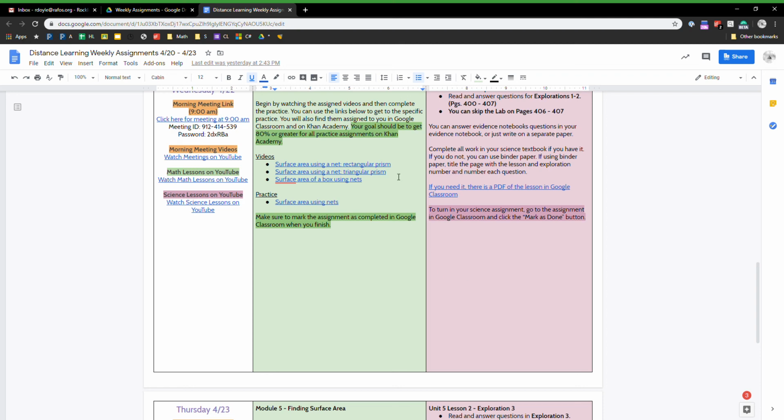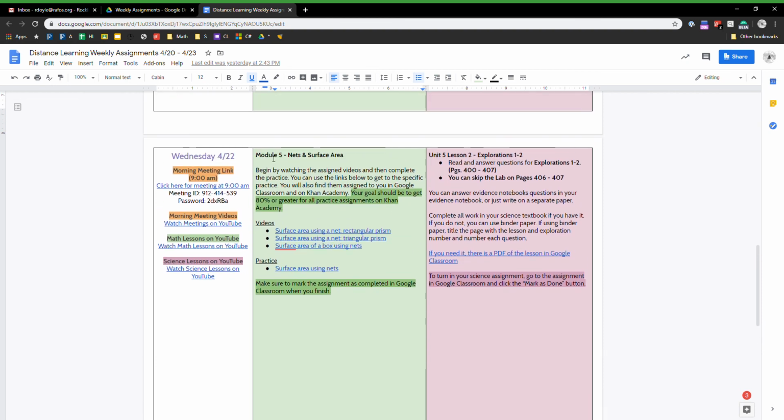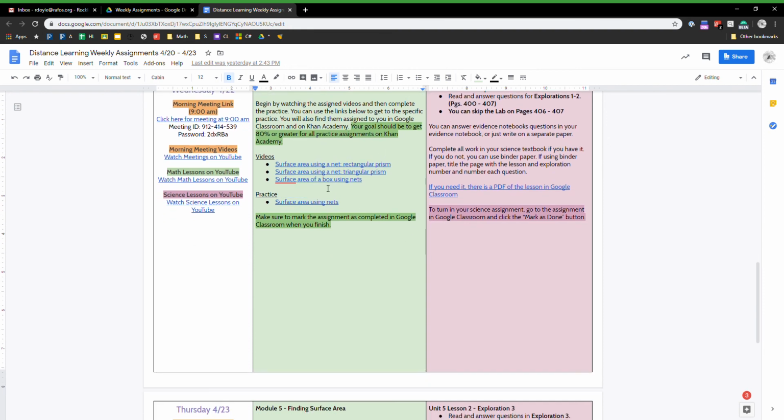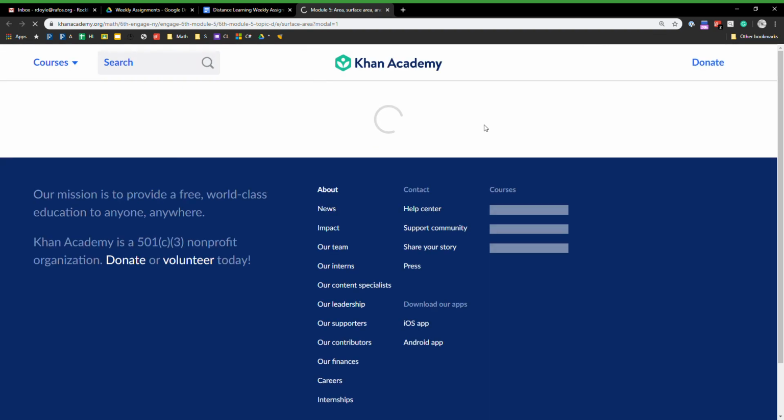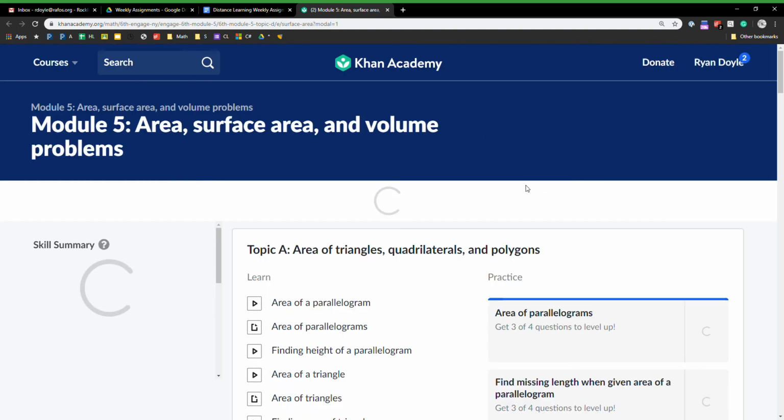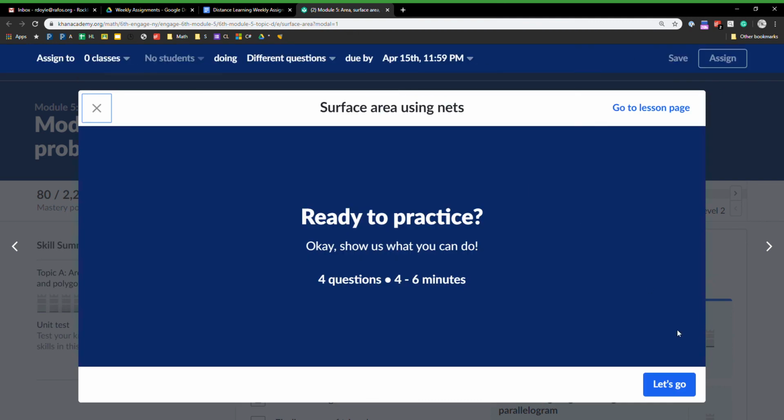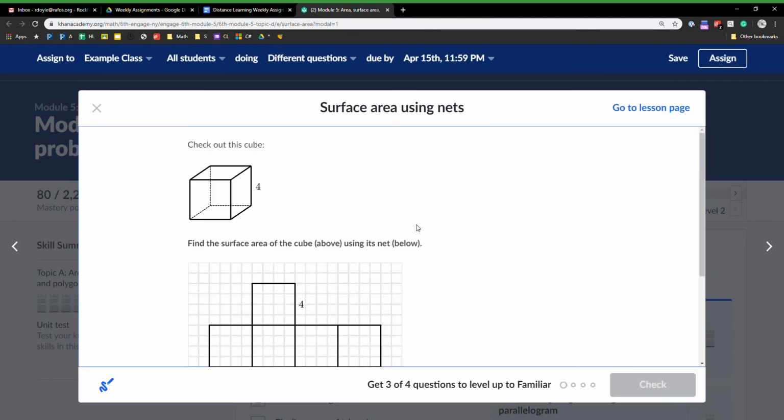All right, so when are nets helpful? This is Wednesday 4/22. This is the lesson on nets and surface area. There are, again, lots of videos on nets and surface area, but we are going to find surface area using nets. Usually the helpful thing about nets is thinking about how many sides, like in the example yesterday, right?